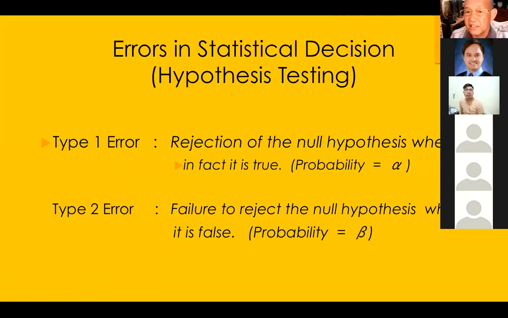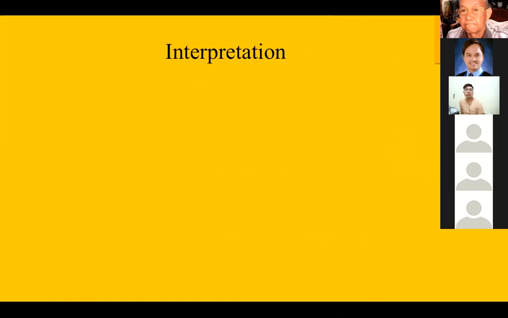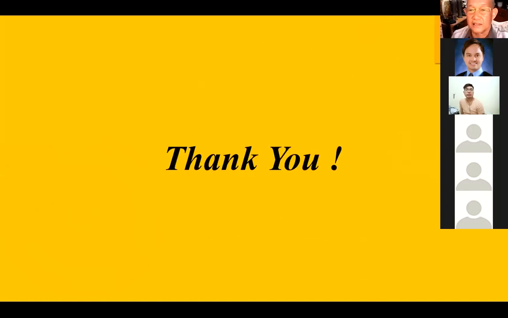If the researcher fails to reject the null hypothesis when in fact it is false, the researcher commits the type 2 error. Okay? Next slide, please. Ayan, mag-i-interpret na kayo. And to interpret means answering the 3 basic questions. Okay? Next slide, please. Let's go to the next.